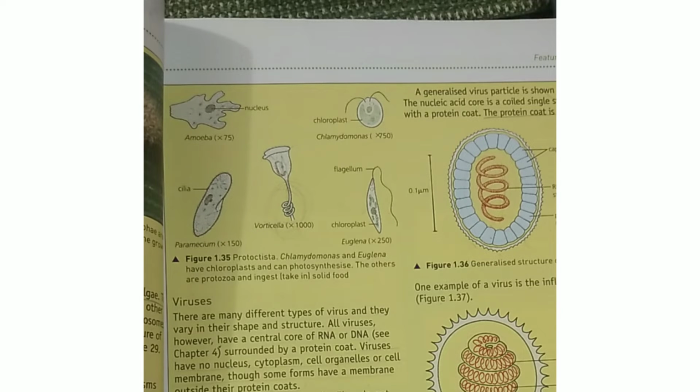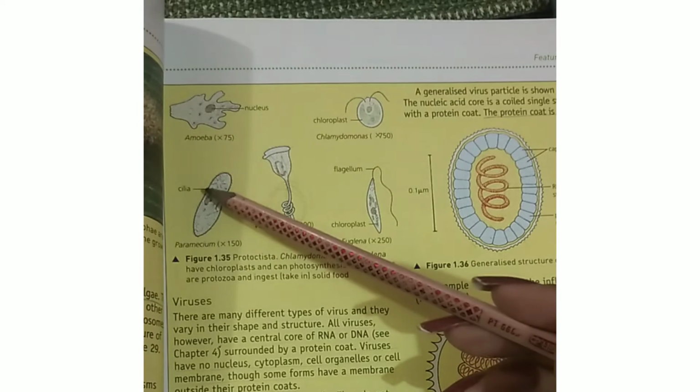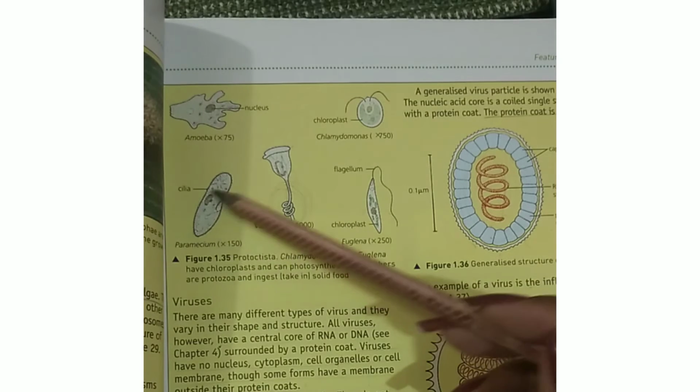Okay, paramecium is also just like the amoeba and takes its food through its cilia. They move through their cilia. The cilia are present outside their body, through which they move and take their food.